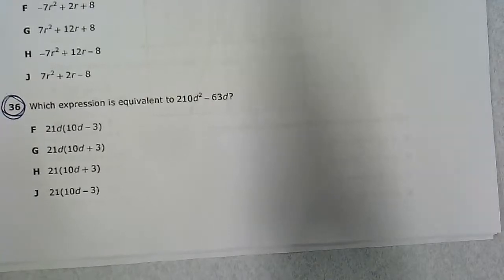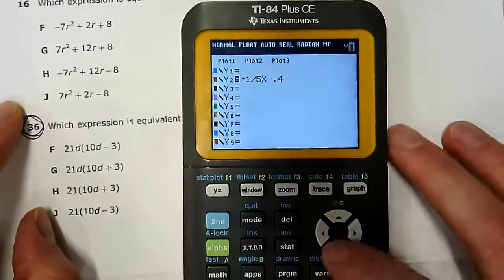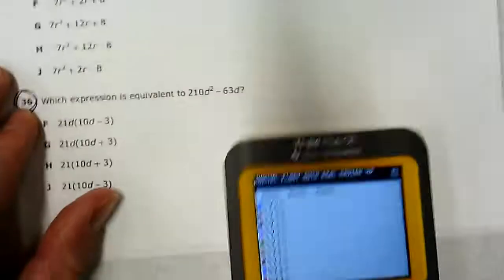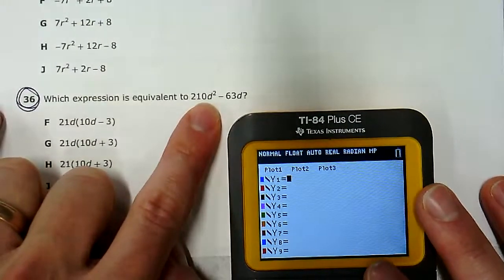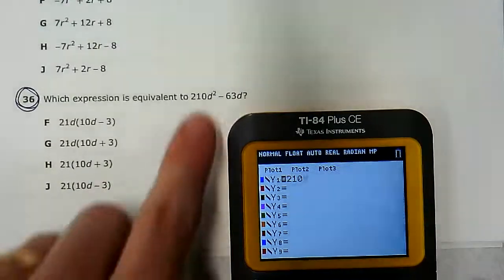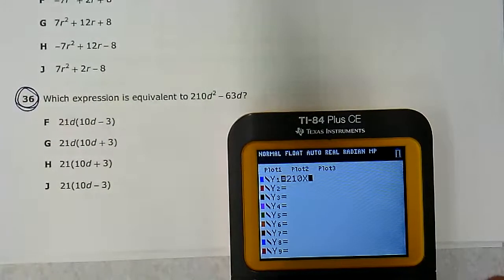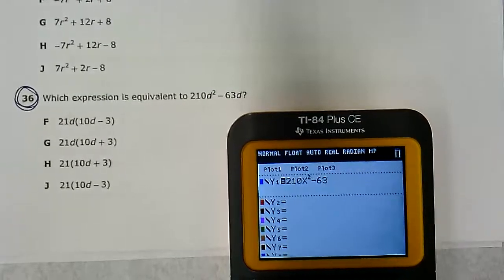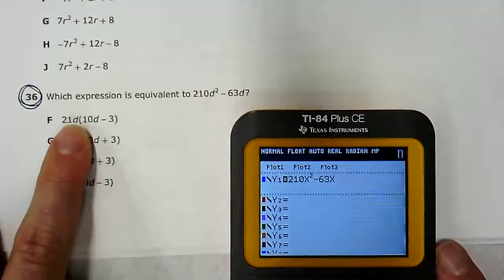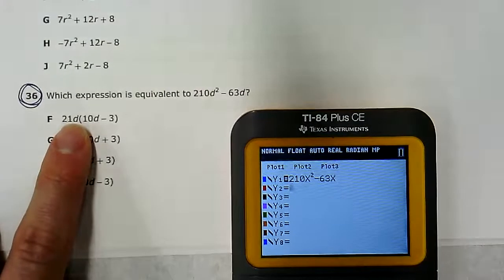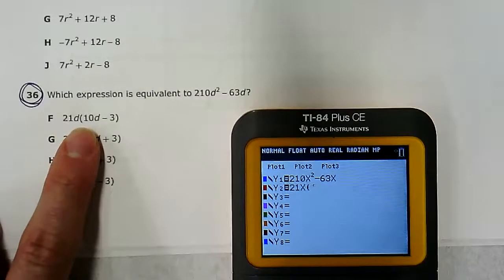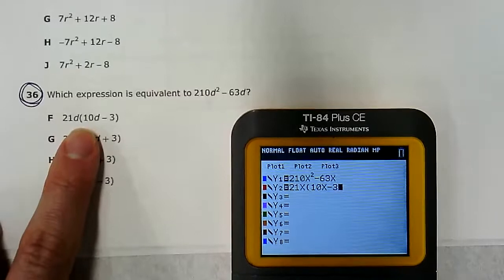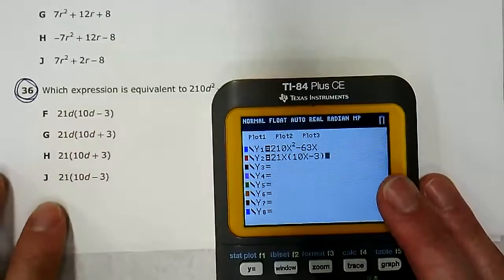If you know how to do this by taking a GCF, then you can do that. But if not, let's use our calculator. For every question in this section, you're going to take the expression given in the question and plug it into y1. So 210, instead of putting d, let's just put x, since we just need a variable: 210x squared minus 63x. Then let's take our first answer choice and plug that into y2: 21x parentheses 10x minus 3. I'm going to give you just a moment to get that typed in.